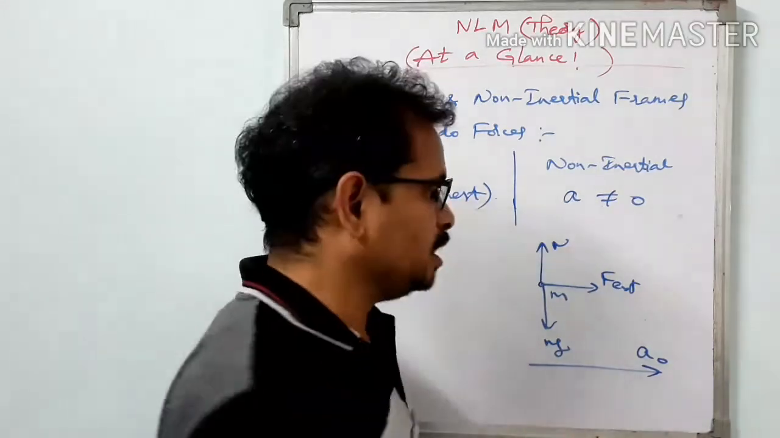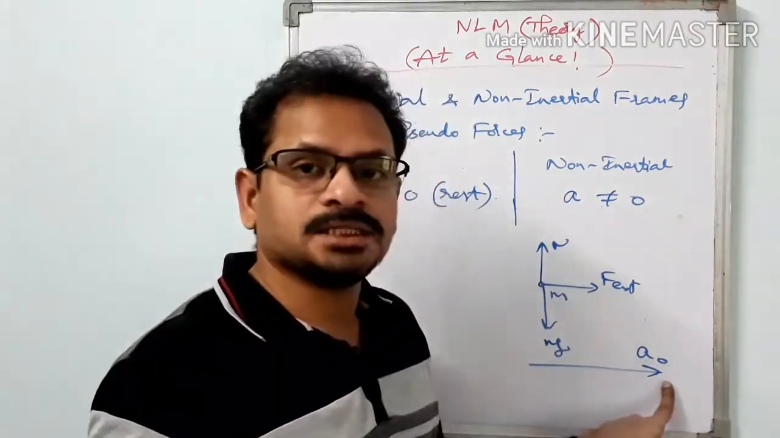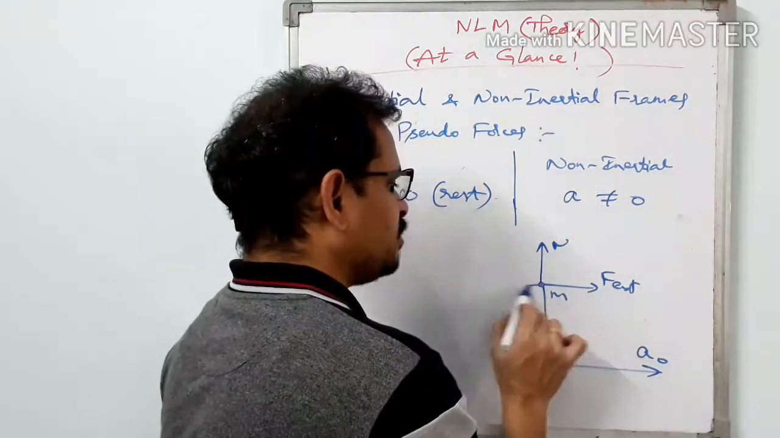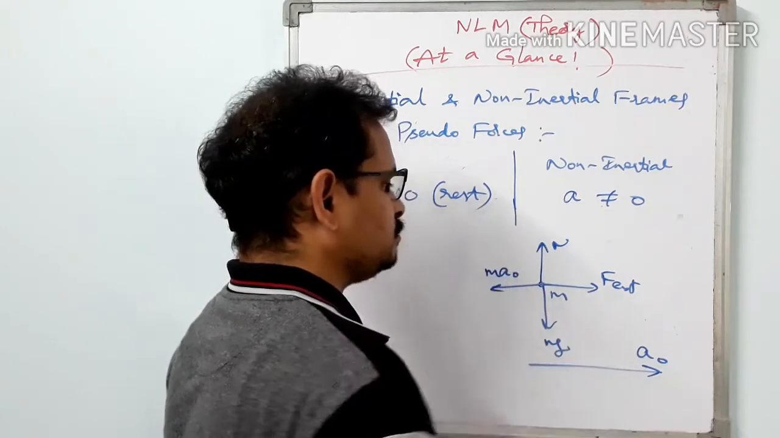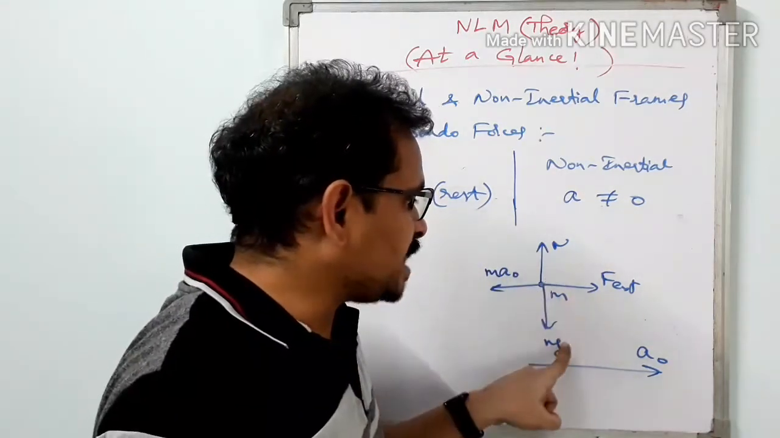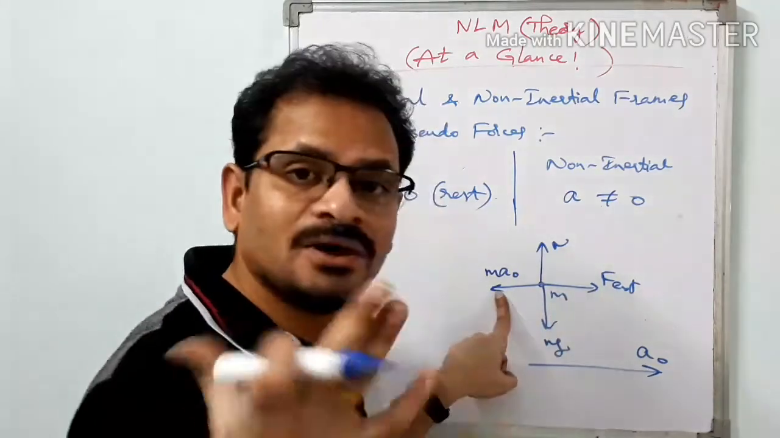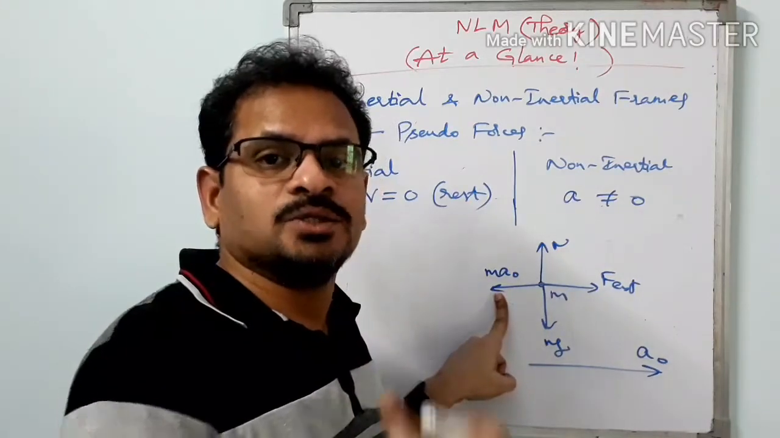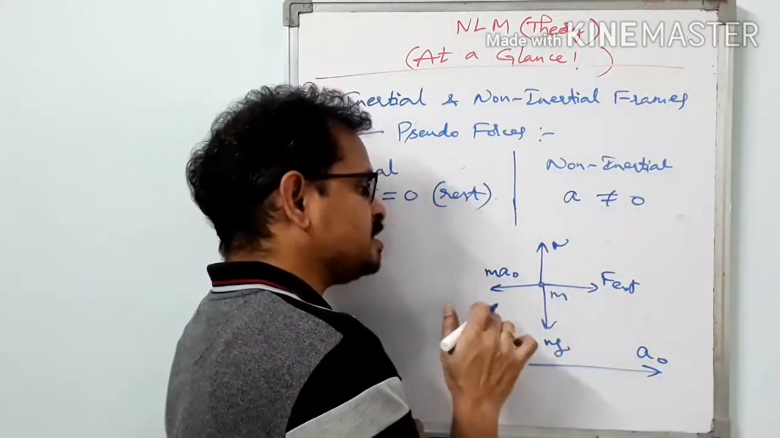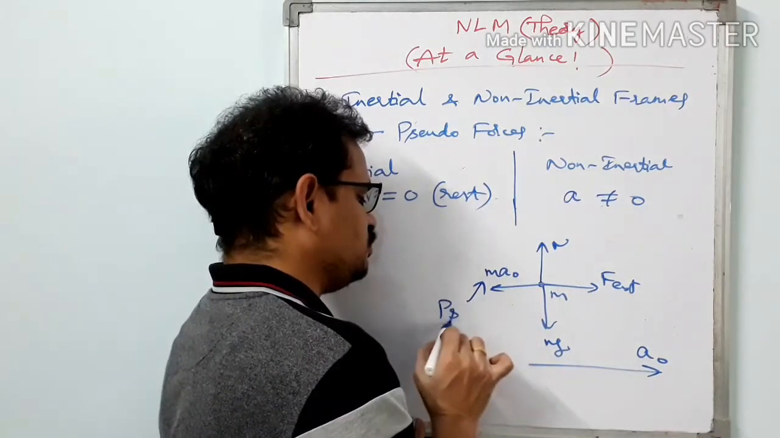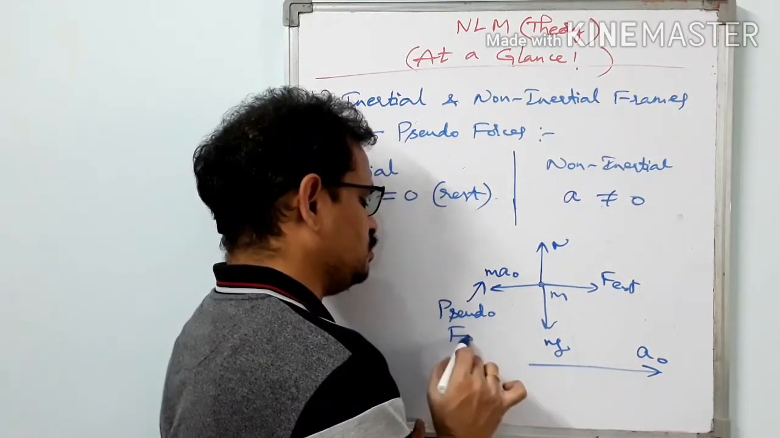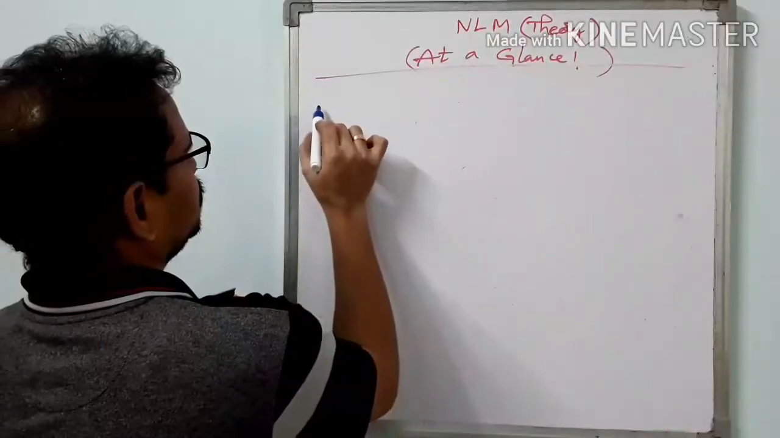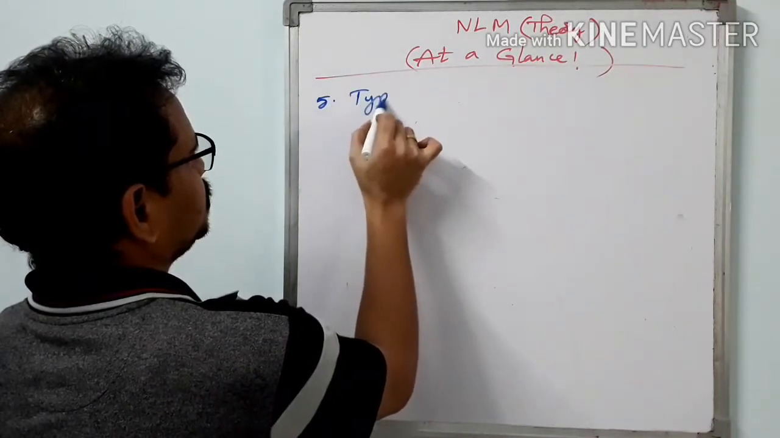We should draw ma0. In which direction? Opposite to the acceleration of the frame of reference. Just opposite to that one, we have to draw this. This is ma0. But actually this force is not existing. It is an imaginary force we are drawing to solve the problem here. So this force does not exist actually, hence it is known as pseudo force. Got it? Yes.